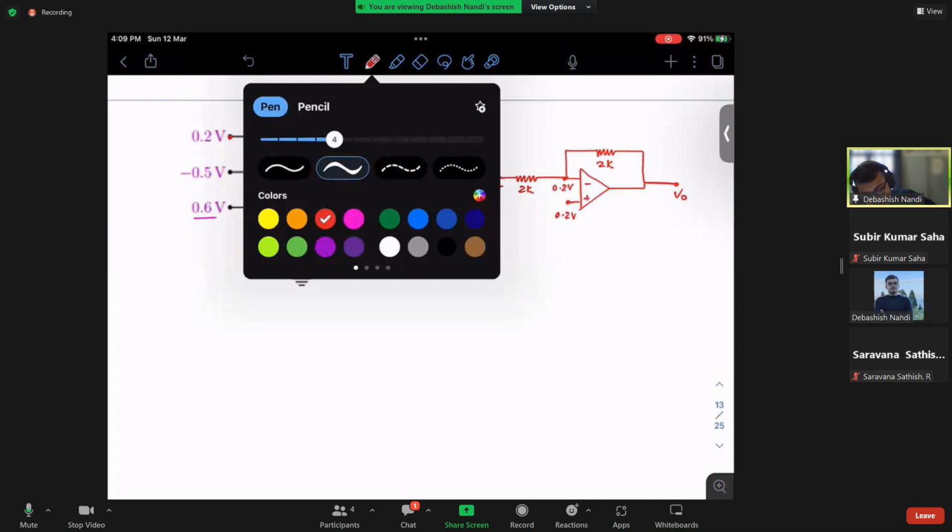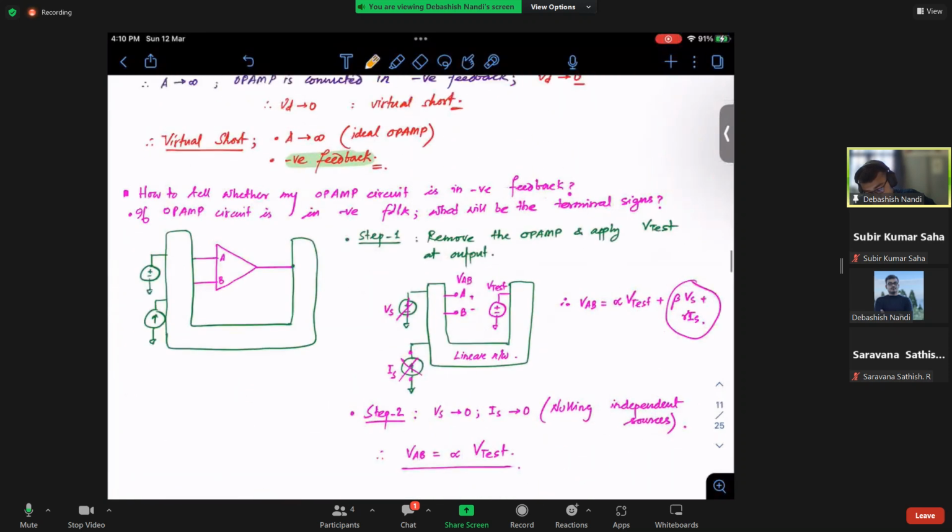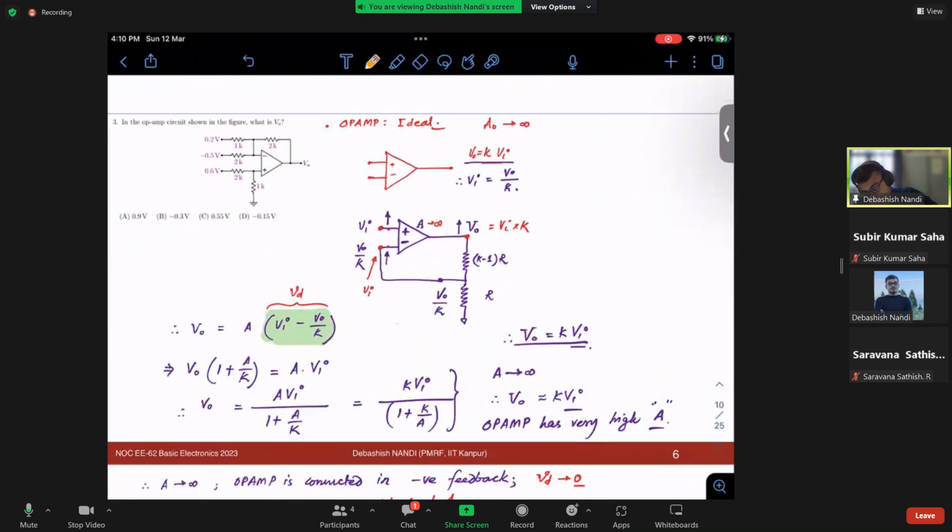So I know that for an ideal op-amp, no current goes inside this terminal. So this current will flow simply here. So I can use KCL at this node. What will I have? Minus 0.5 minus 0.2 by 2K is equal to 0.2 minus V naught by 2K, right? So 2K goes away. Your V0 is nothing but 0.9 volt. So can I see any answer? 0.9 volt? Yes, A is the right option.